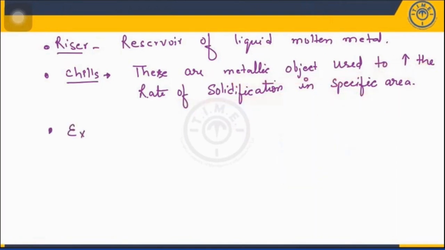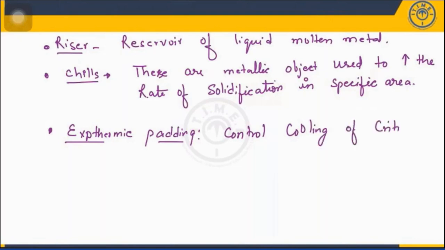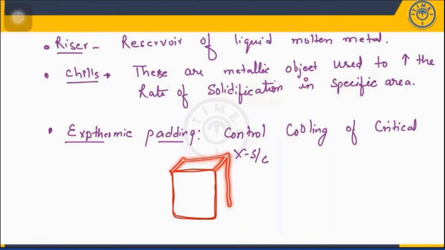So the next one is the exothermic padding. So exothermic padding basically means controlling the cooling of a critical cross section. For example, let us suppose you have made this as a casting product. Now you know that this is basically a three-dimensional object. So from here, the heat can be released very fast. But at this point and this point, the cooling is not proper. That means the rate of heat transfer is not proper.